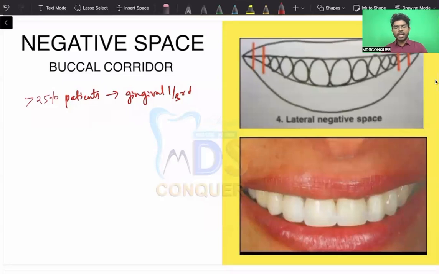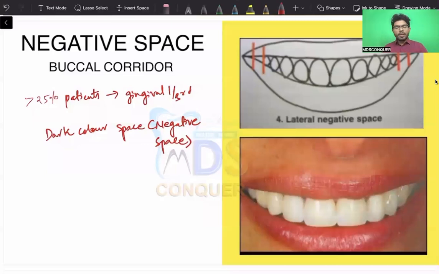What is this negative space? It is basically whenever the patient smiles, there will be a slight gap between the maxillary and mandibular teeth. That slight gap, where you see the dark color, is the negative space. The dark color space is called negative space.